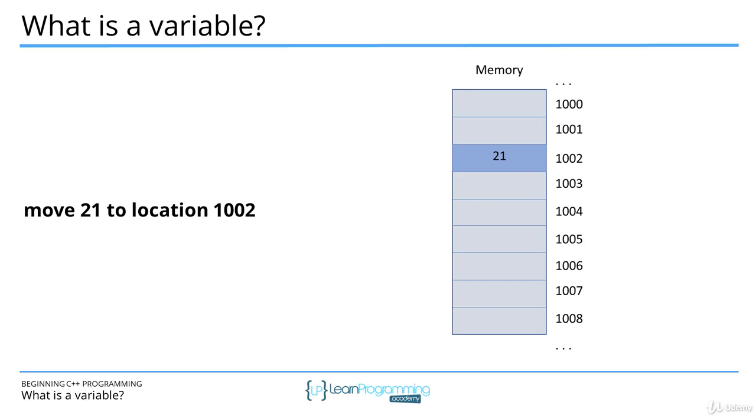Imagine saying something like, move 21 to memory location 1002. In many very low-level languages, this is sometimes what we do. However, most programming languages allow you to associate a name with a memory location. Let's see the same example using a variable. In this example, you can see that the memory location 1002 has been associated with the name age. In computing, this is called a binding, and we can move 21 to age.